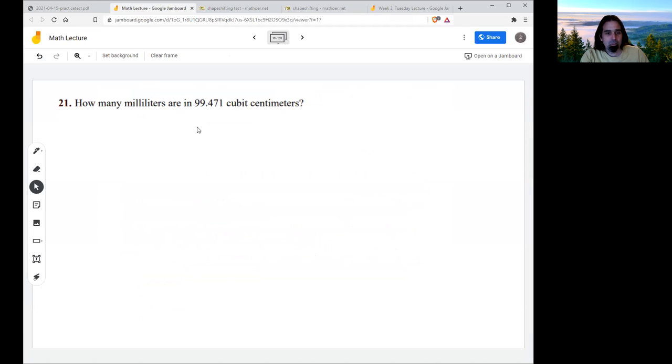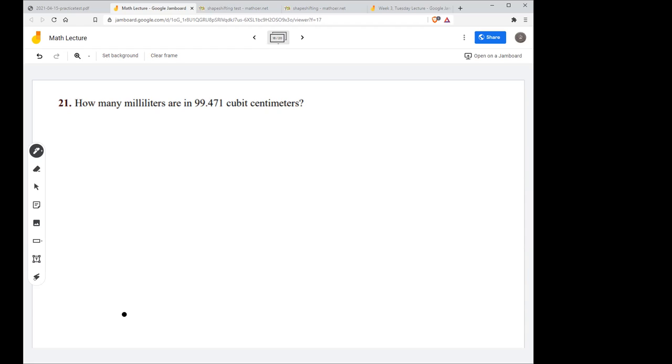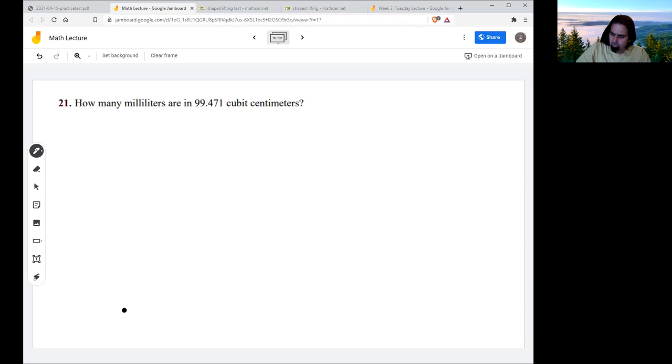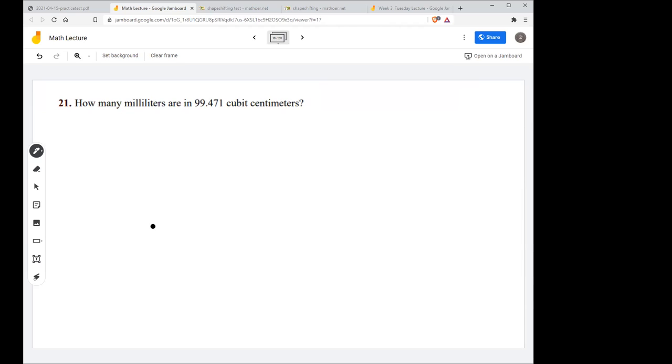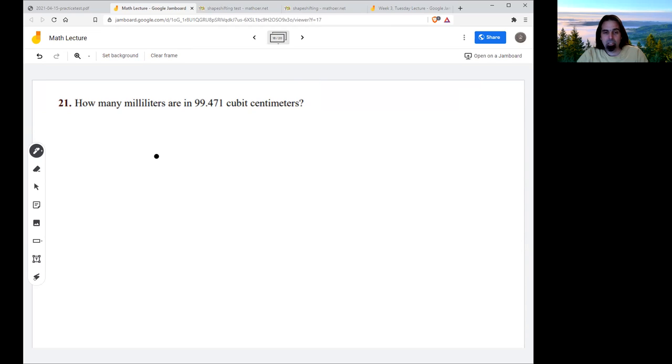So how many milliliters are in 99.471 cubic centimeters? Who remembers the trick for this one? Do you move the decimal? For metric to metric stuff, I normally do decimal scoots, but that's not this problem. Is it the KHDUDCM? Same thing. That would be normally what I do for metric to metric, right? SI to SI, but that's not this problem. That's one coming up.